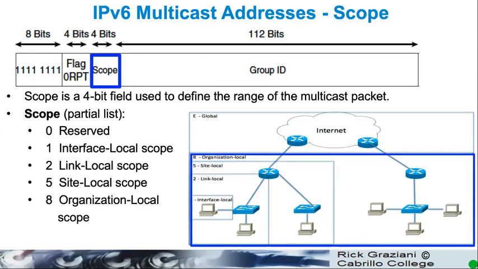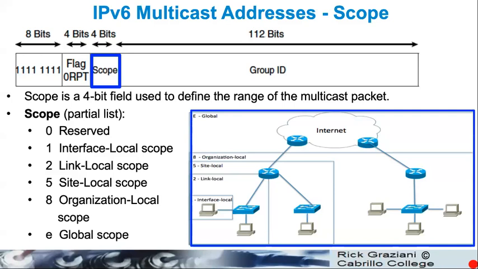But what if your organization has several sites in different locations? Typically, you'd use a VPN to connect these, and that would be organizational local scope. We won't be getting into those. We'll be really talking about the first 1, 2, and 5. And E is global scope.